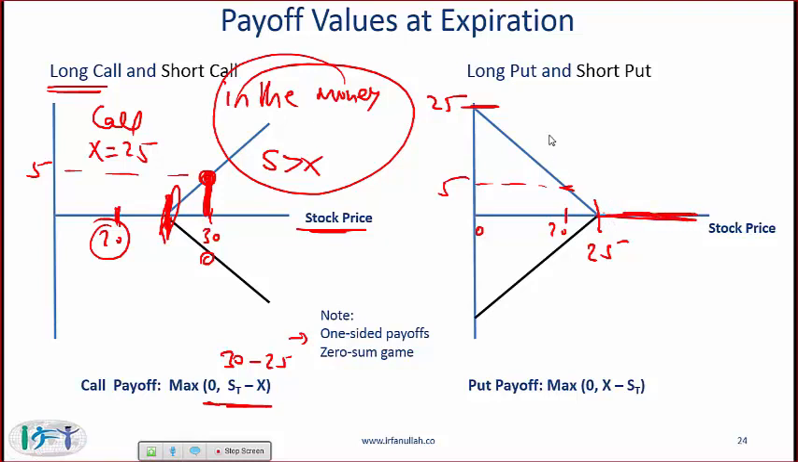For a put option, if the stock price is less than the exercise price, then we are in the money. If the stock price is equal to the exercise price, at the money, and if the stock price is greater than X, then we are out of the money. And this is the relationship for the payoff.